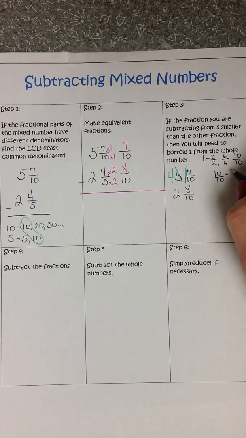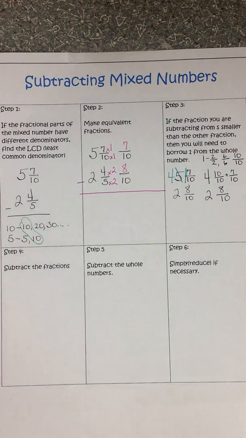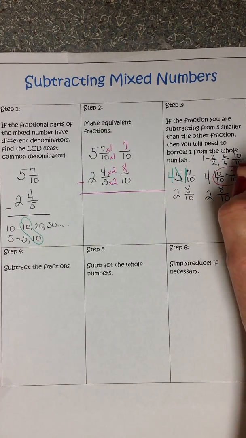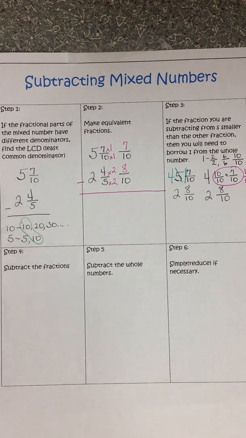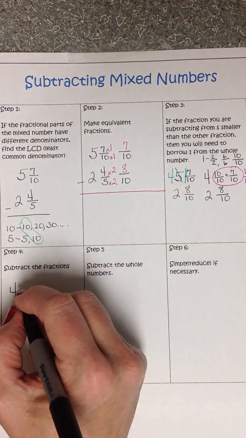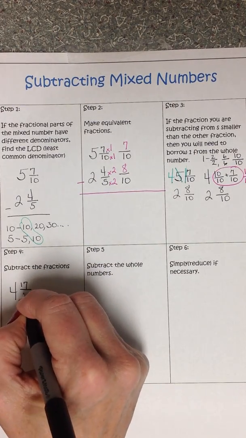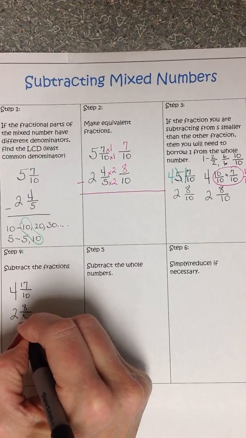So now I have 10 over 10, and I'm going to combine it by adding 7/10 and 4. Now I'm still taking away 2 and 8/10. Now when I combine this together, I come up with 17/10. So at this point, I'm going to rewrite my fraction and say 4 and 17/10, and I'm going to subtract 2 and 8/10.